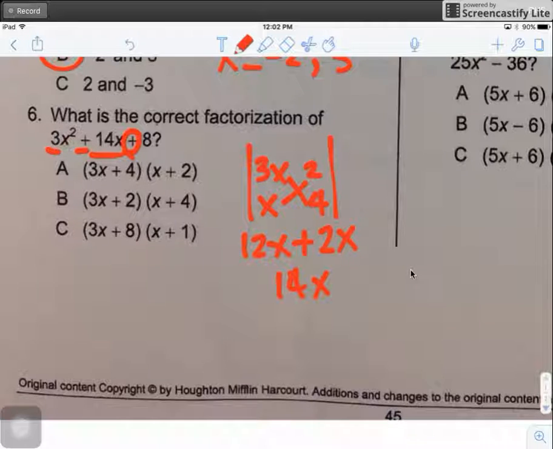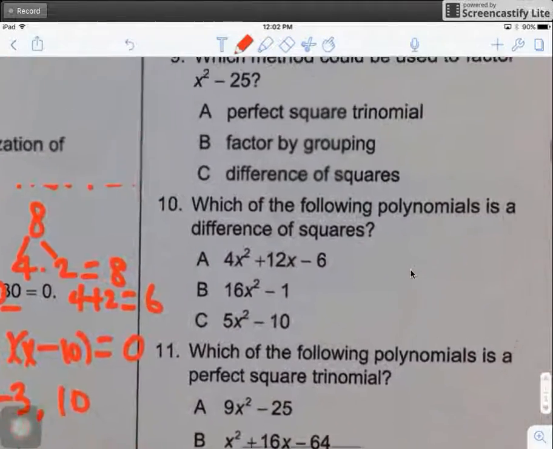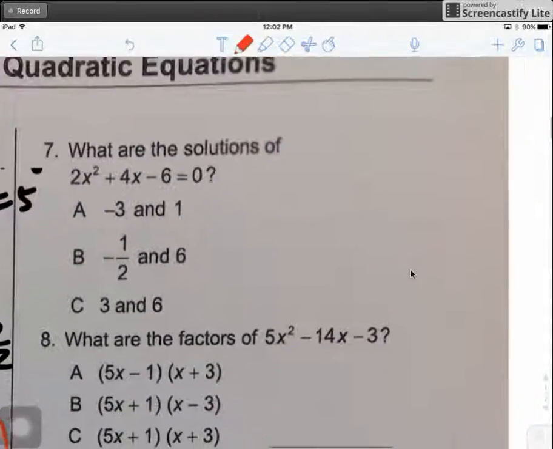So this is actually the correct factoring, which is 3x plus 2 and x plus 4, and that looks like it's B as well. And number 7, what are the solutions?